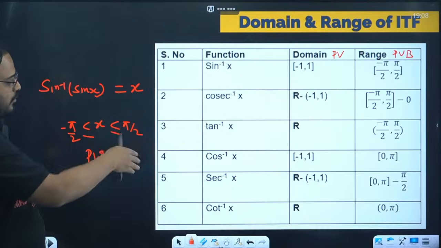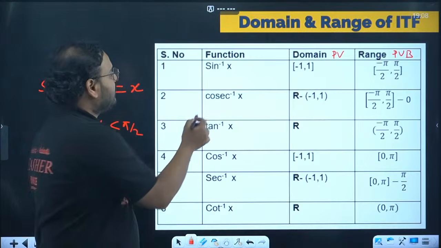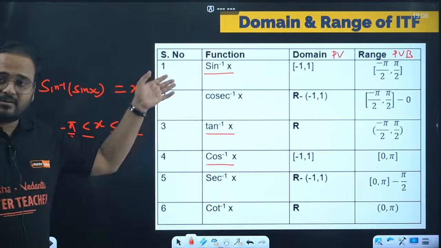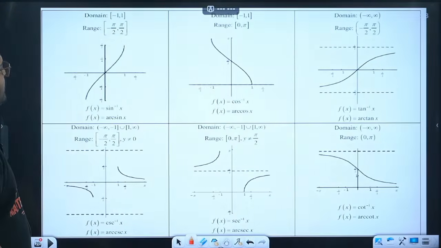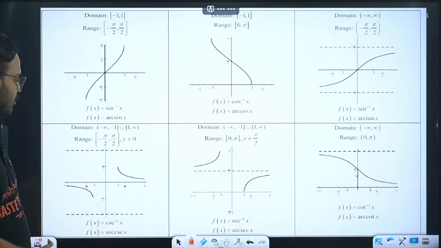Okay, so all 6 are important. Graph of only the first 3 is important. Sorry, graph of sine, tan and cos inverse is important, but domain and range for all of them are important. Okay, so please have a look. Now this is a summary of all the graphs in one place for your reference. Download the notes, you'll get access.